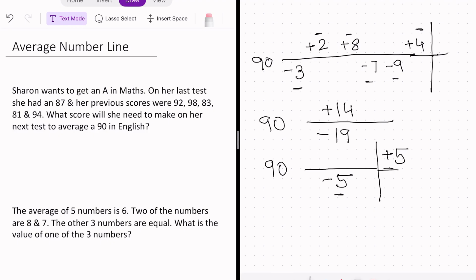And the answer is very simple now. We have to add up the average and the final number that's coming here. So it'll be 90 plus 5, which is 95. So Sharon has to score at least 95 to be able to keep her grade over 90 in English.